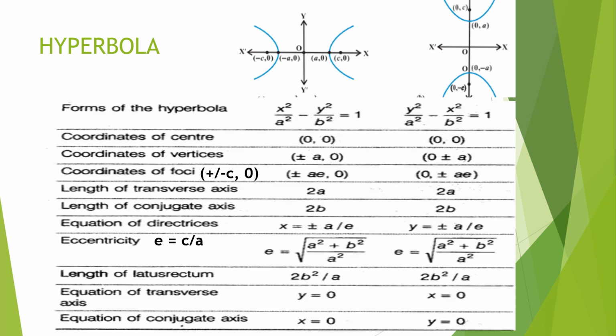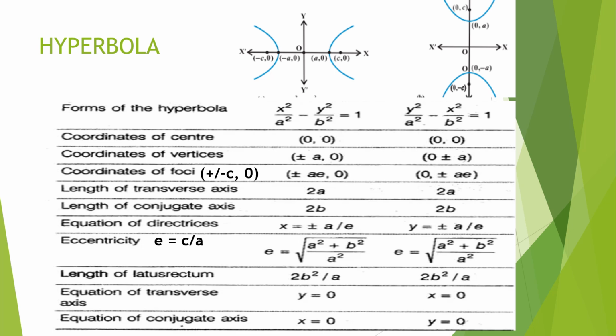Coordinates of foci are (±c, 0), where c is a into e, so you can also write it as (±ae, 0). In the other case, it is (0, ±ae) or (0, ±c). Length of transverse axis is 2a, length of conjugate axis is 2b. Equation of directrix is x equal to plus or minus a by e in the first case, and y equal to plus or minus a by e in the second case.